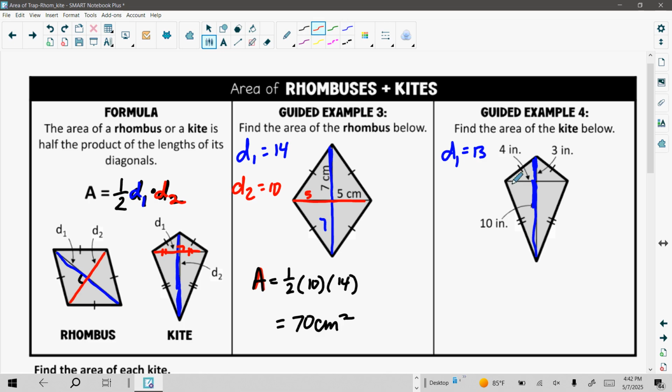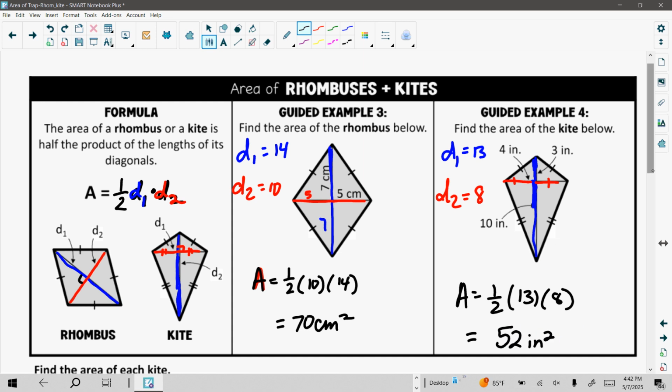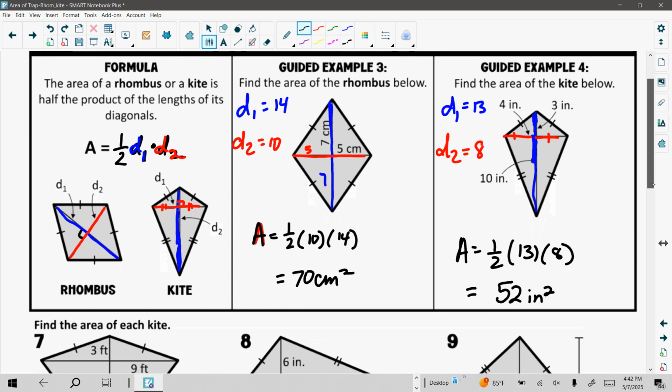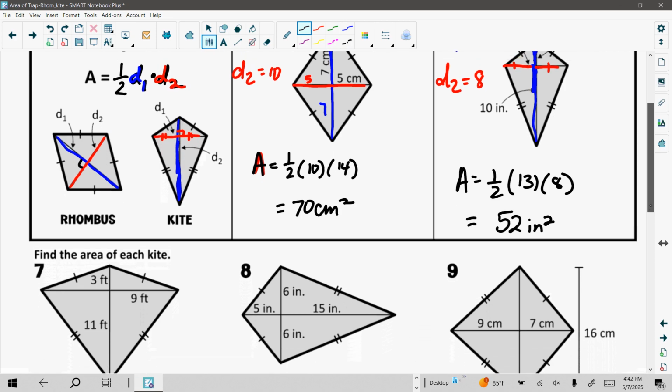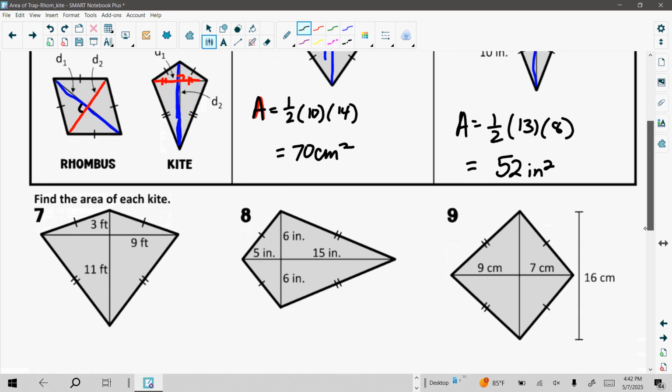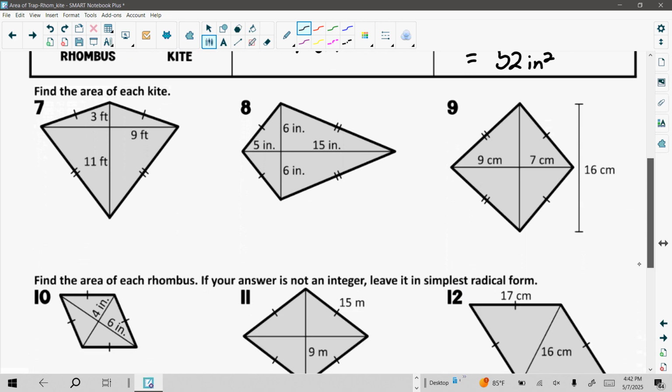But in the kite, the short diagonal, which is this 4, gets bisected. So it's 4 on both sides. Diagonal 2 is 8. So now to calculate the area, we're doing 1/2 of 13 times 8. So this comes out to be 52 inches squared. So on 7 through 15 here, we're using the diagonals to calculate the area.